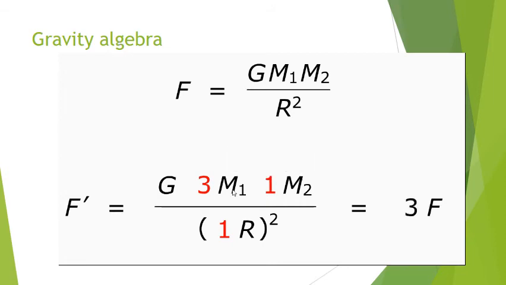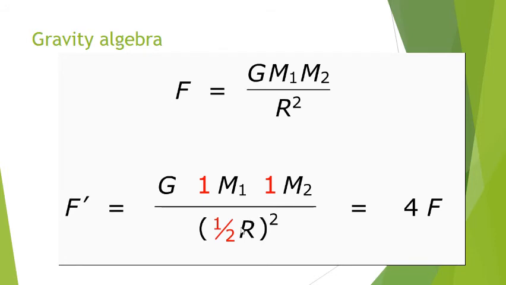Now, let's set it back to where we started. What if I left the masses at 1, but what if I cut the distance between them? What if I bring them closer together? What if I cut the distance between them in half? Notice what happens. I wind up with 4 times the force. Why is that? Because 1/2 squared is 1/4. And since 1/4 is in the denominator, it winds up quadrupling the overall fraction.